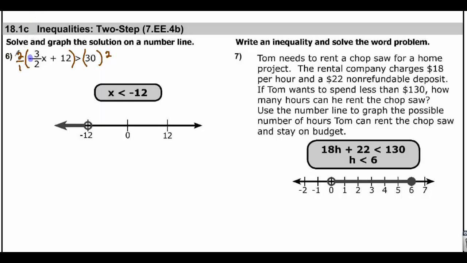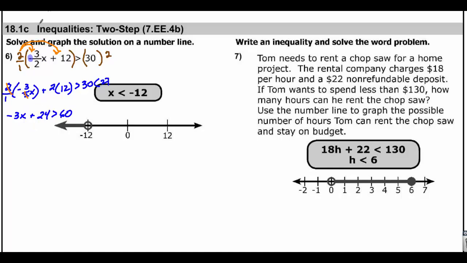When I do that, these cancel out. I still have to do the 2 times the 12. So let me go back a step and break that down differently. When I do the rainbows, I'm going to have 2 over 1 times negative 3 over 2x plus 2 times 12, greater than 30 times 2. Here, the 2's are going to cancel each other out, and we're just left with 1 times negative 3x. Here we've got plus 24 greater than 60.